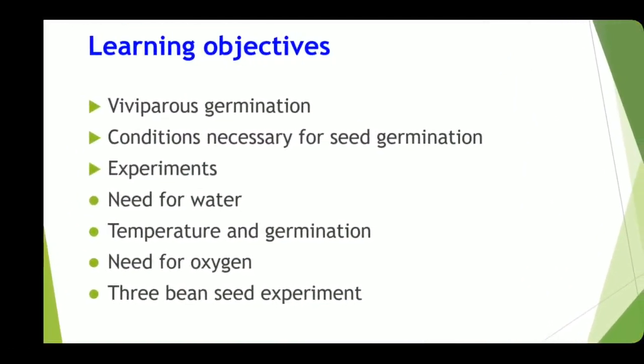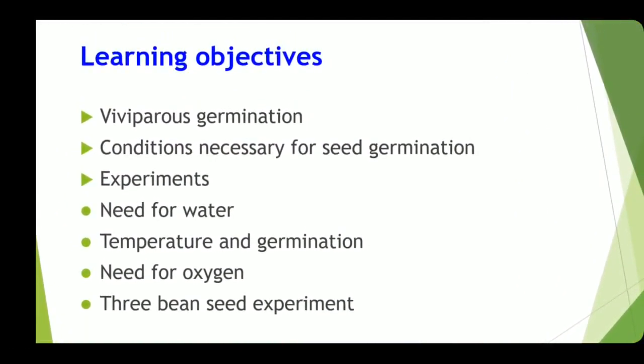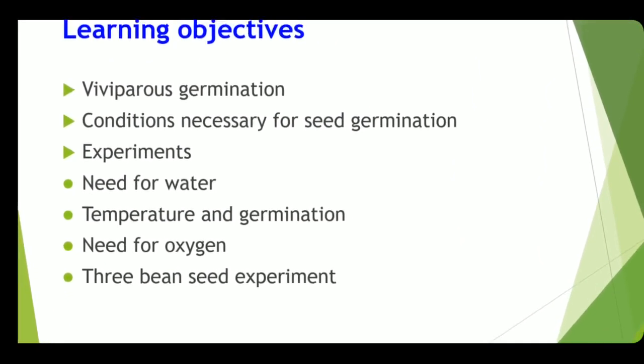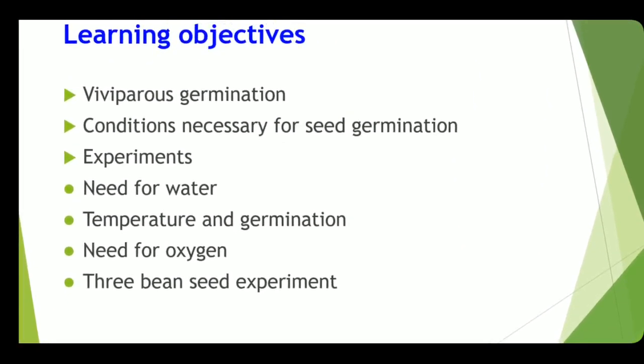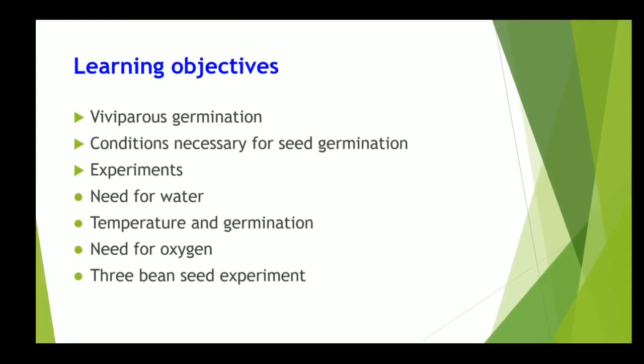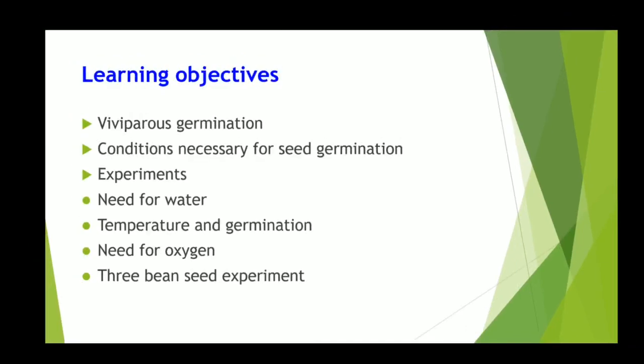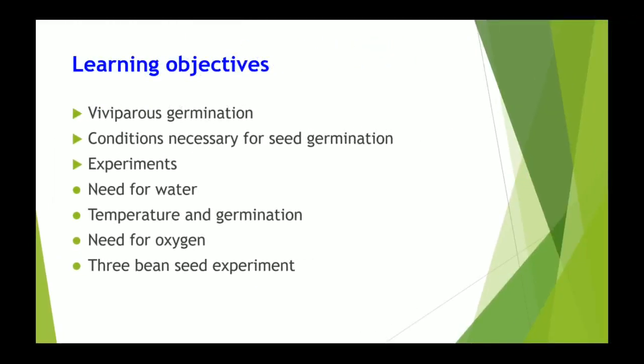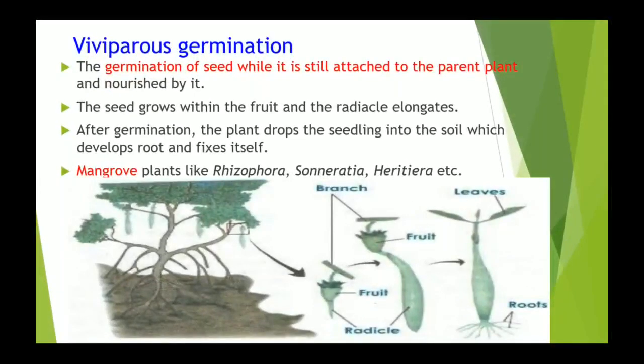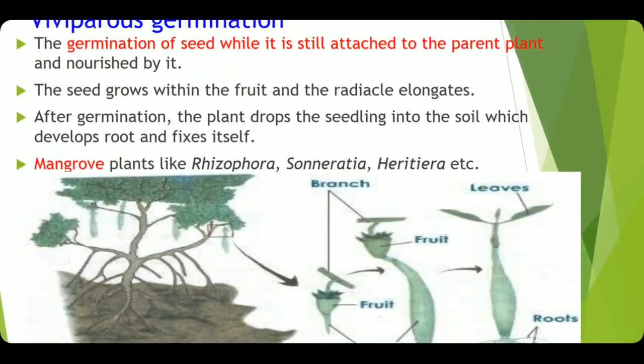First, let us discuss the learning objectives of this video lesson: viviparous germination, conditions necessary for seed germination, and experiments for the necessary conditions. So these are the learning outcomes of this video lesson, and let us see the peculiarity of this type of germination, the viviparous germination.